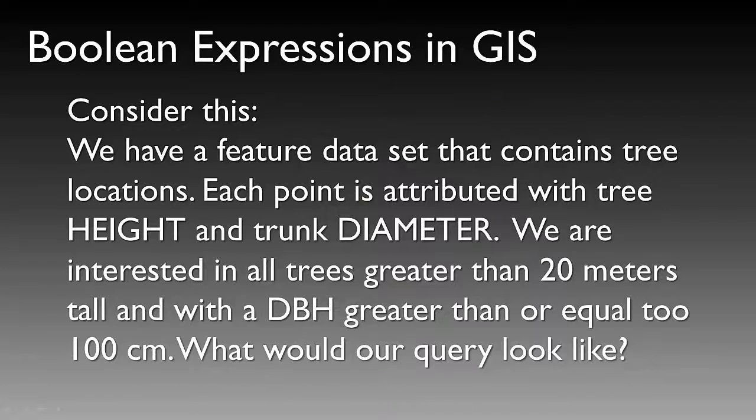So consider this. We have a feature data set that contains tree locations. Each point is attributed with tree height and trunk diameter. We're interested in all trees greater than 20 meters tall and with a DBH, or a diameter at breast height, greater than or equal to 100 centimeters. What would your query look like?